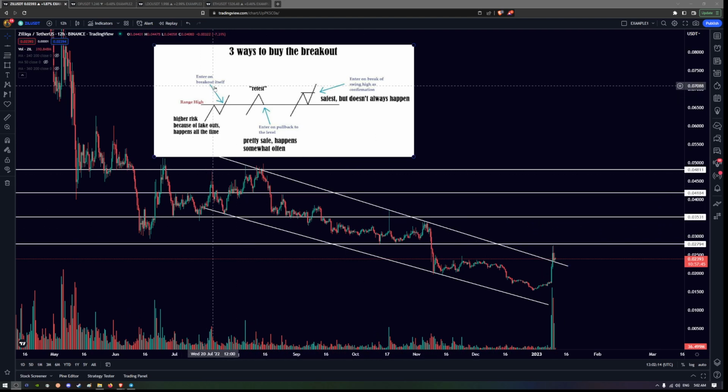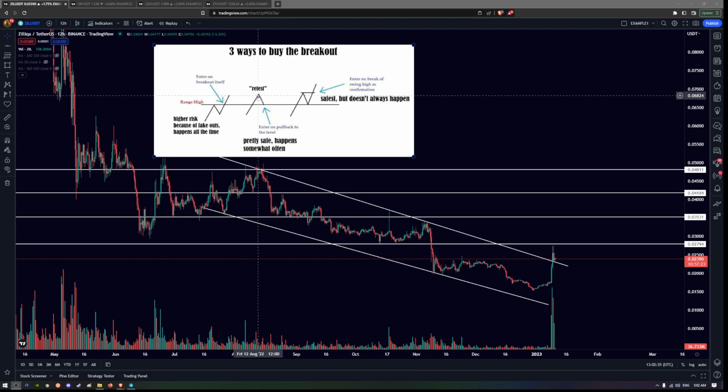So to enter on the breakout itself means that you would be entering right as this candle was crossing this line. Right now this is risky because there's a lot of fake outs involved. Sometimes the price will come up, it'll wick above it and come right back down inside the pattern. This is a higher risk because of the fake outs, happens all the time.